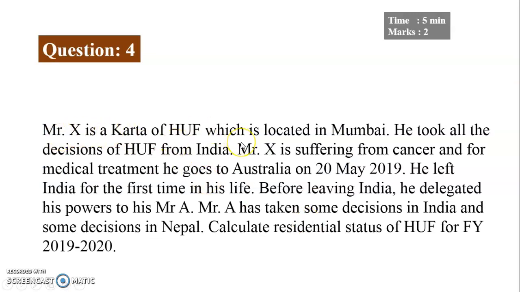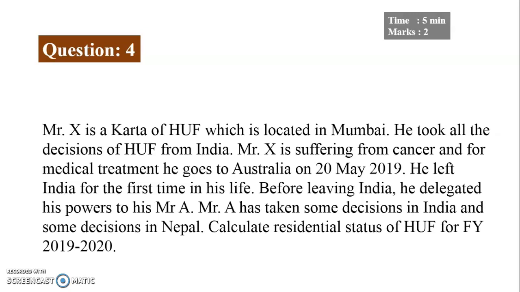Mr. X is a Karta of HUF which is located in Mumbai. He took all the decisions of HUF from India and later on he suffered from cancer, and for that he has to go to Australia on 20th May 2019, and he left India for the first time in his life. Before leaving India, he delegated his powers to his son Mr. A. Mr. A has taken some decisions in India, some decisions in Nepal.